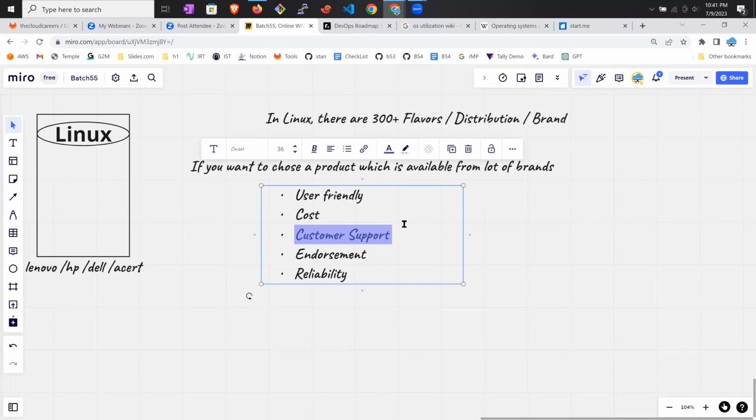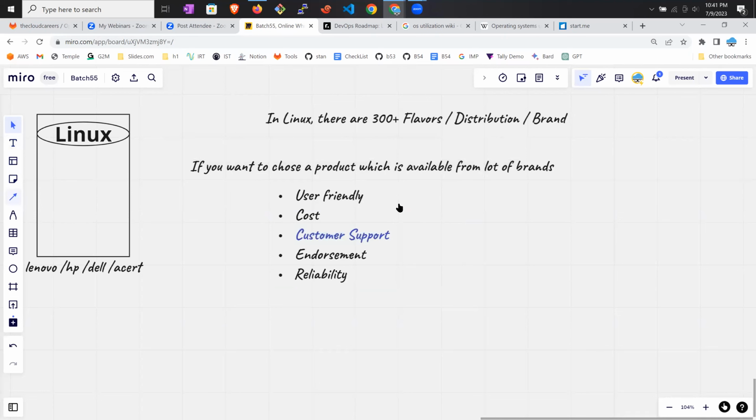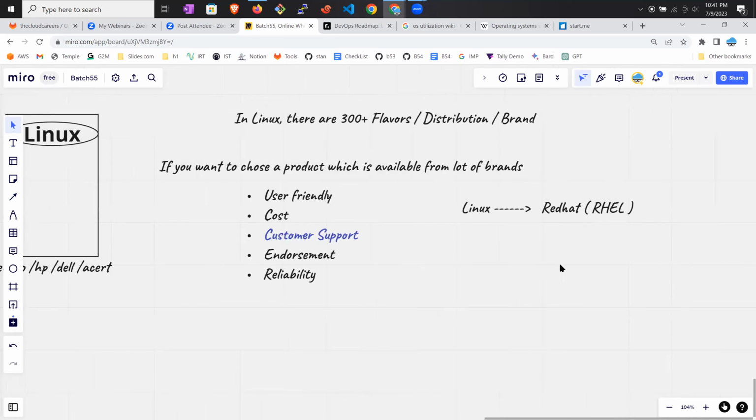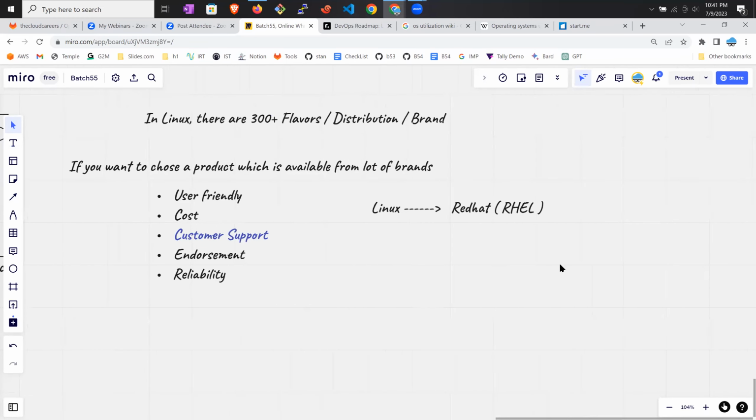When someone wants to adopt any product in enterprise, even if it is a little expensive, they always select a product which gives the best customer support. In the Linux world, Linux is available from 300 plus brands. In the customer support space, Red Hat Enterprise Linux, RHEL, is one of the brands which offers one of the best support in the entire Linux community.